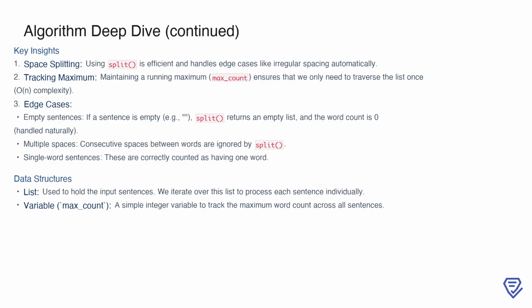Second, maintaining a running maximum with max_count ensures that we only need to traverse the list of sentences once, achieving an O(n) time complexity. Third, edge cases are handled naturally. Empty sentences return a word count of 0, consecutive spaces between words are ignored, and single-word sentences are counted correctly. As for data structures, we're primarily working with a list to hold the input sentences and a single integer variable, max_count, to track the maximum word count.